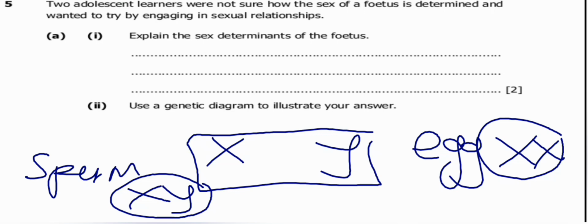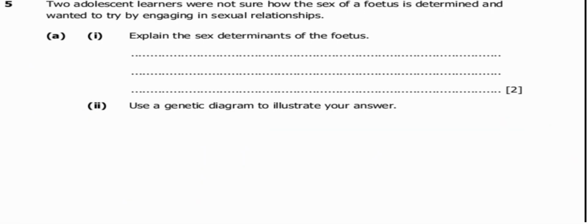So if the fetus is having XY, it is going to be a male. When the fetus is having XX, it is going to be a female. So those are the types of chromosomes which determine the sex of the fetus. Number 2, use a genetic diagram to illustrate your answer.